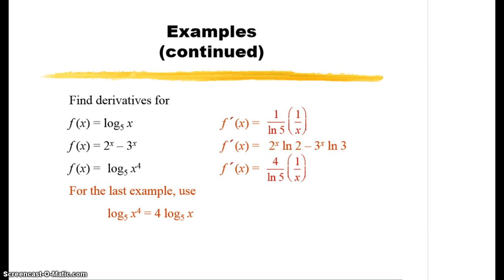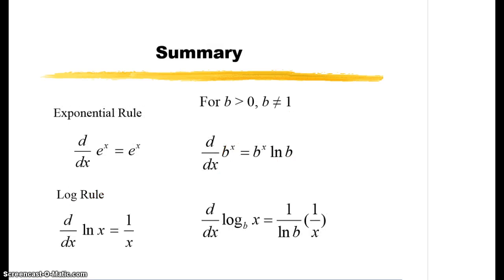Let's double check our work here. And it seems like we're getting these all right. And that's that. So to summarize, here is the exponential and log rule. And here are the derivatives for any base to the x power and for log of any base b of x. So remember those.